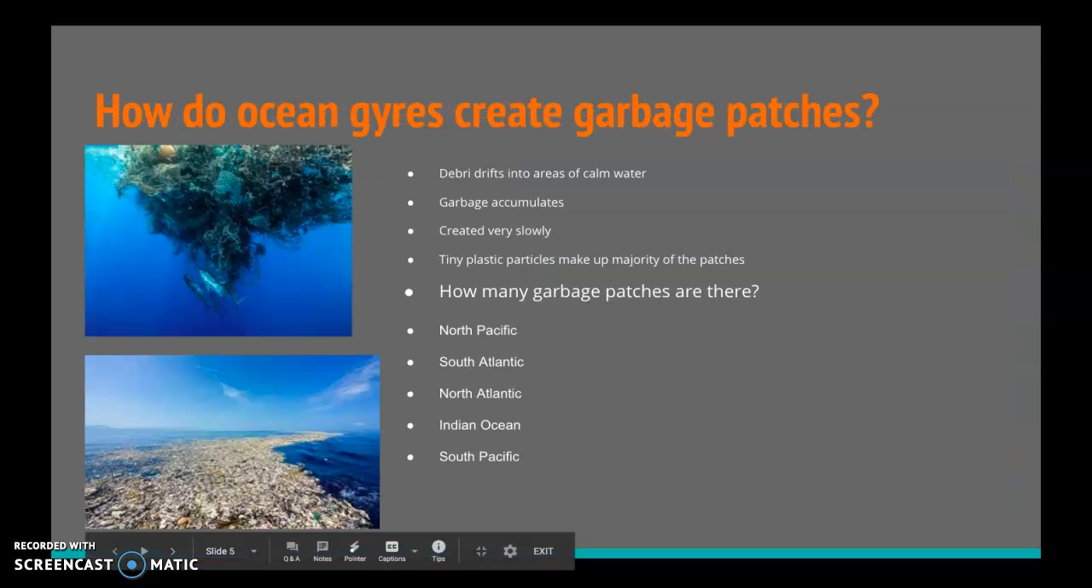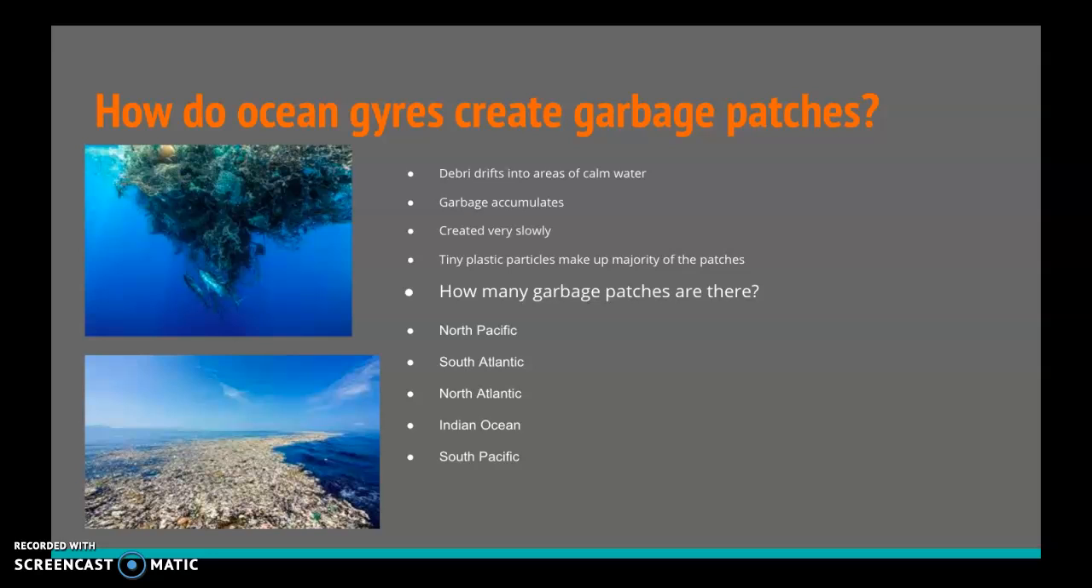And now we can dive into the question of how ocean gyres contribute to garbage patches. If debris makes it into the calm water areas of the ocean gyre, garbage can accumulate in large areas. Over a long period of time, tiny plastic particles, as well as bottles, cans, and wrappers, can make their way to these areas to form a garbage patch.